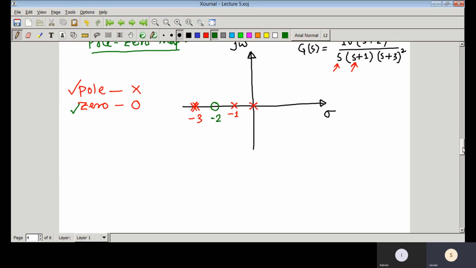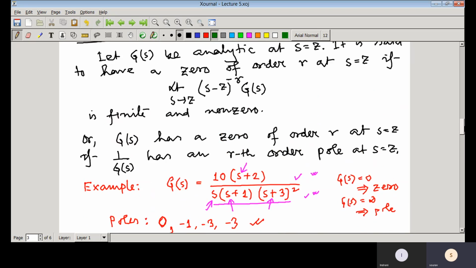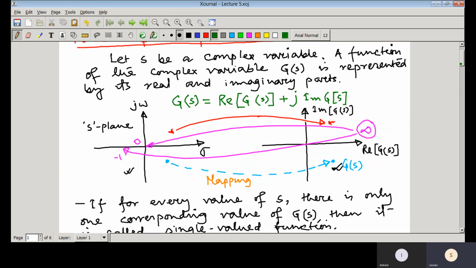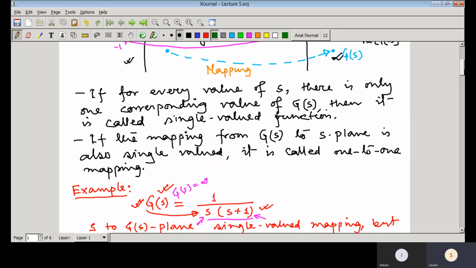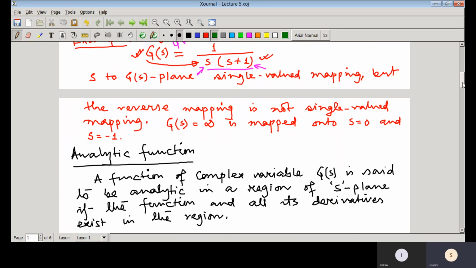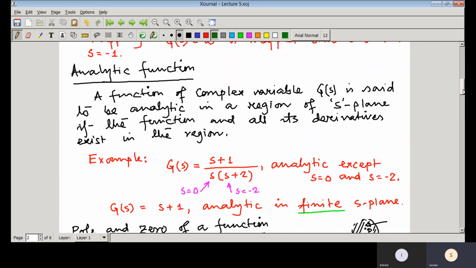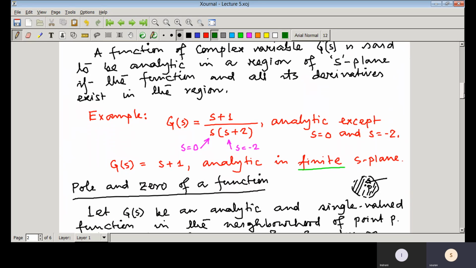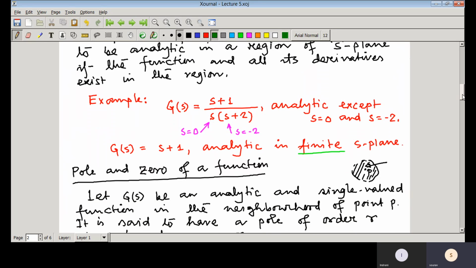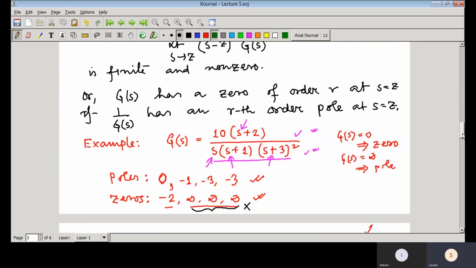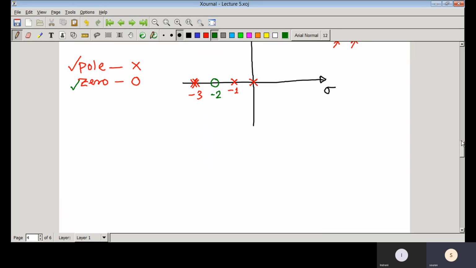So let us see what we have discussed so far. We started with a function of a complex variable, and then we saw single valued mapping and one-to-one mapping, and then we took some examples. We discussed the definition of an analytic function, and then gave the concept of poles and zeros. Then we saw how to present those poles and zeros in a plane, that is the pole zero map.